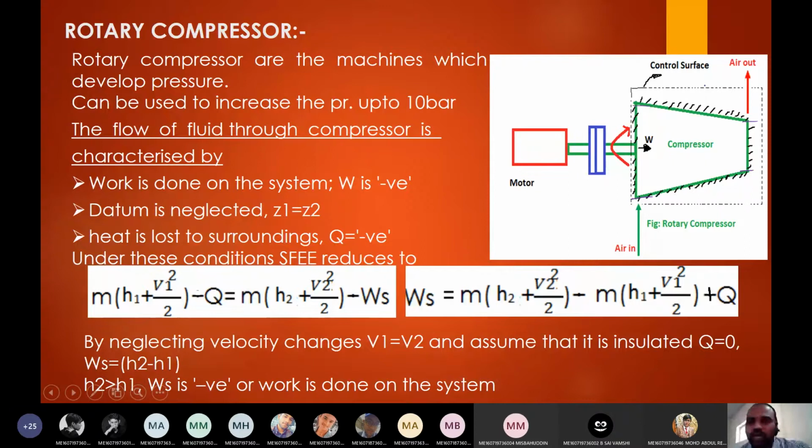So in order to do the compression, a compressor is usually a work consuming device because it has to do work against the resistance, right? When the fluid is compressed, there will be resistance. For that, we need to supply the power. That's why we use an electrical motor. Electrical motor is our prime mover. With the help of this, we are driving the compressor.